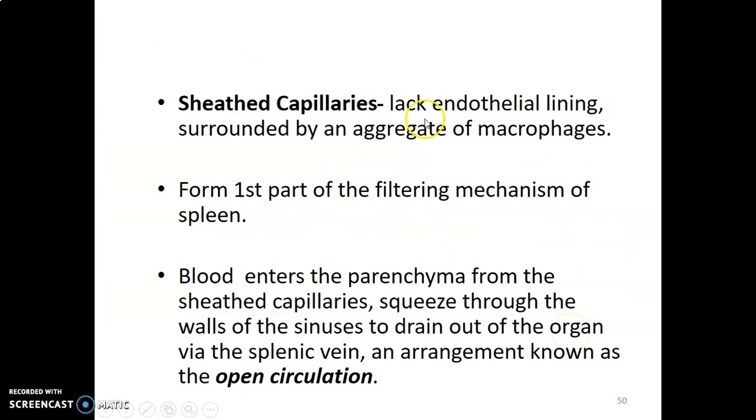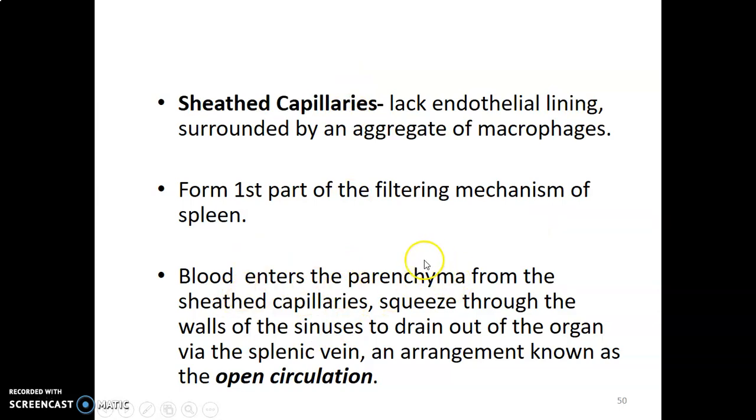The sheathed capillaries usually lack endothelial lining and are surrounded by aggregates of macrophages. So these ones will form the first part of the filtering mechanism. Now, splenic artery, trabecular artery, central artery, penicillar artery into sheathed capillaries. So we have what you call open and closed circulation in the spleen.